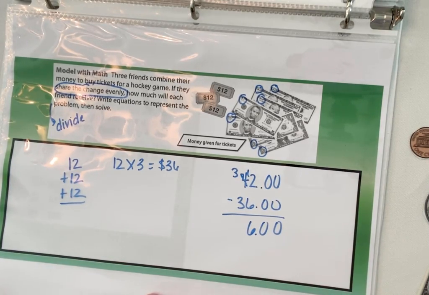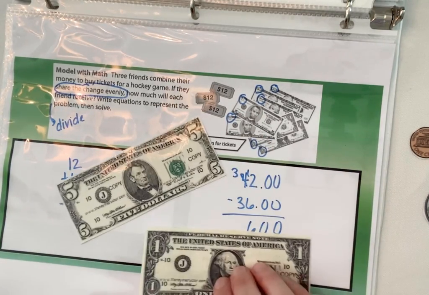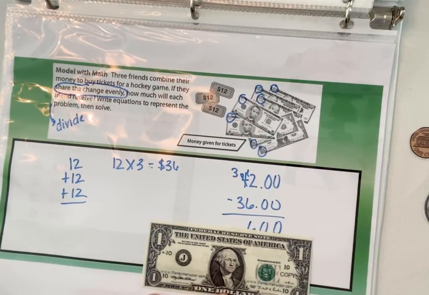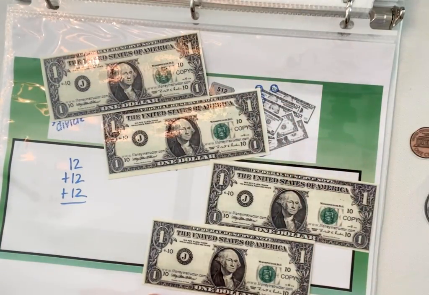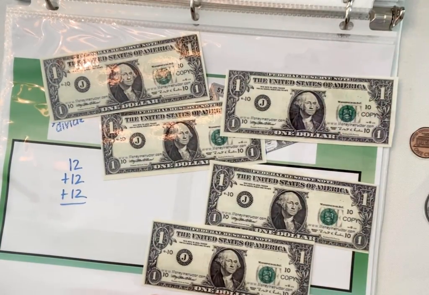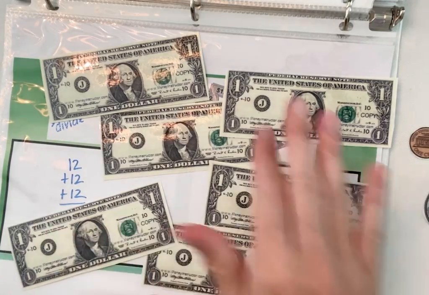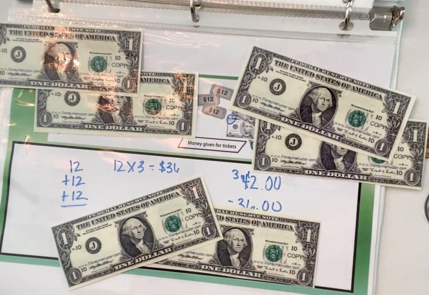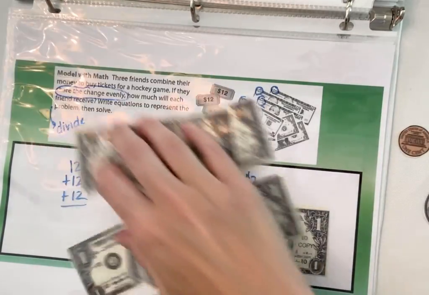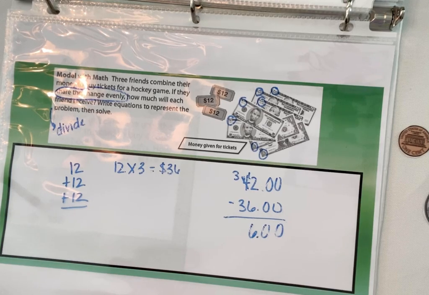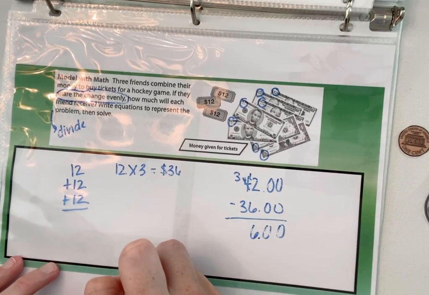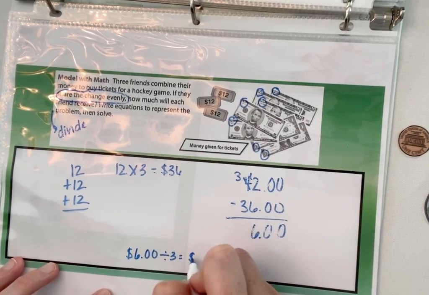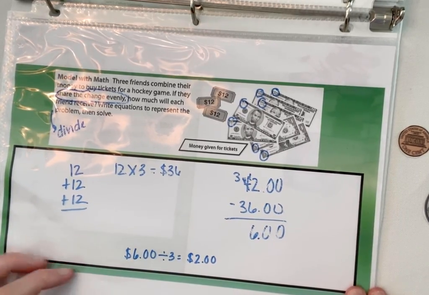So $6 left. If they had to split $6, well, I can't take a $5 bill and split it, so let's turn this $5 bill into 1, 2, 3, 4, 5, $6. Now, can I divide $6 evenly? I sure can. Each friend would get $2 back. Right, so we would have $6 divided by 3 would give each friend $2 change.